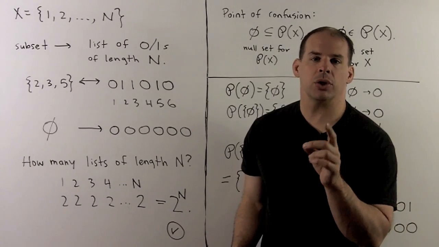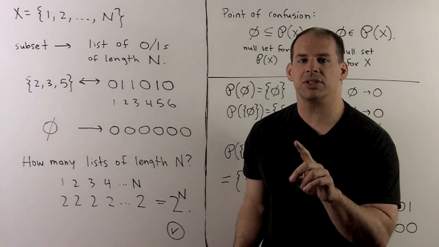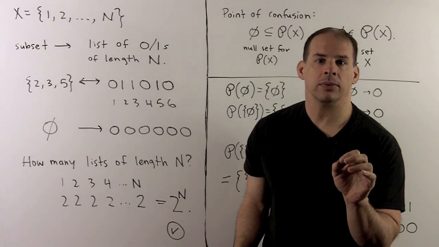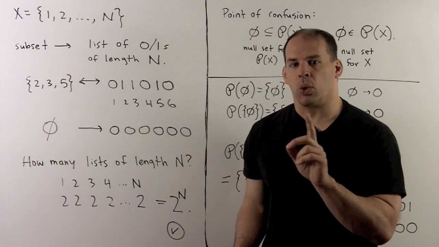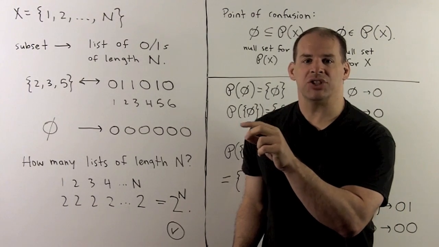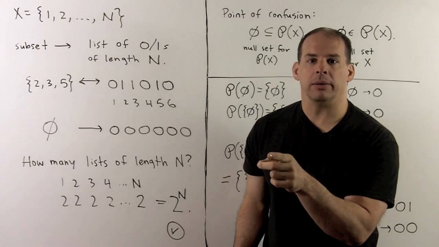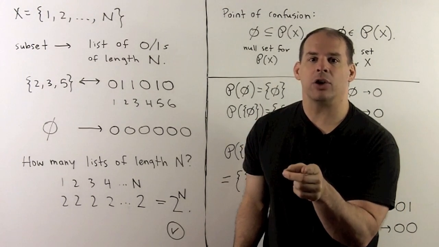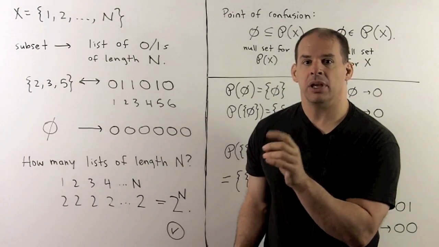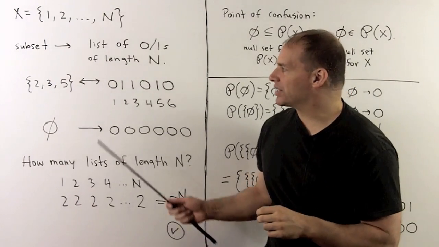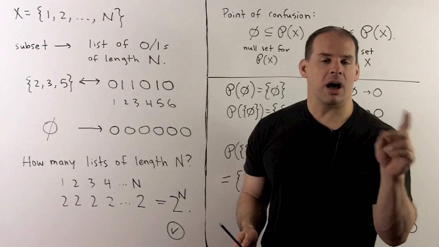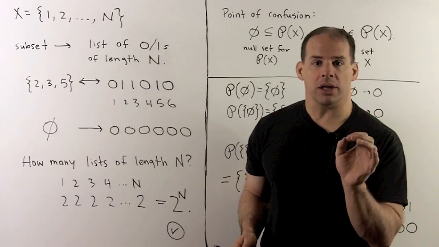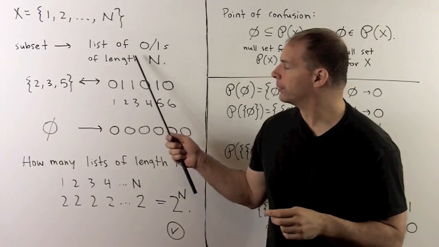Now, what's a good way to enumerate the subsets of a finite set? We can list our elements in order. Then, to each element, we're going to assign a 0 or 1. Either that element's not in the set or it's in the set. So, for each subset, we can assign a list of n zeros and ones, and vice versa.